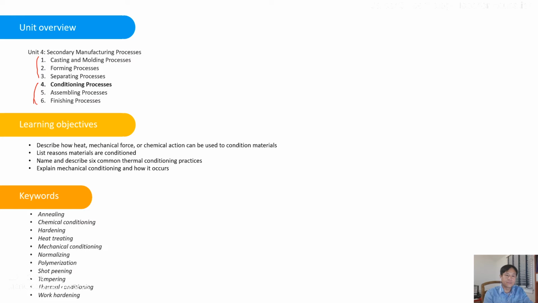So this is the first secondary module, the conditioning processes. I have four objectives in this module. First, describe how heat, mechanical force, or chemical action can be used to condition materials. Second, explain why and how materials are conditioned, and name and describe six common thermal conditioning practices, and explain mechanical conditioning and how it occurs. Those are keywords.